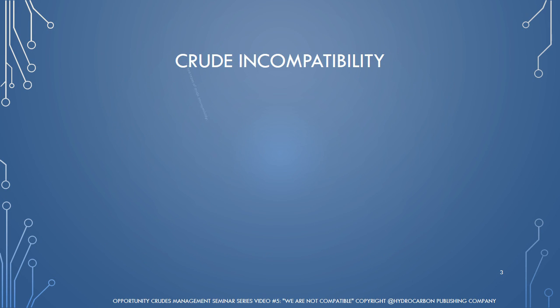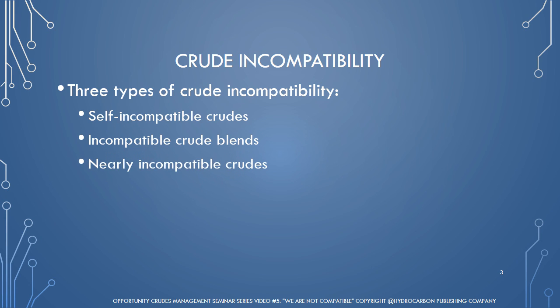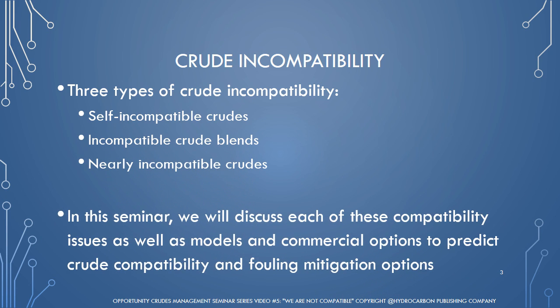There are three types of crude compatibility issues that refiners must be aware of. These are self-incompatible crudes, incompatible crude blends, and nearly incompatible crudes. In this seminar, we will discuss the unique characteristics of each of these compatibility issues, models to determine crude compatibility and to predict fouling. Commercial options, including software and analyzers, will also be discussed.